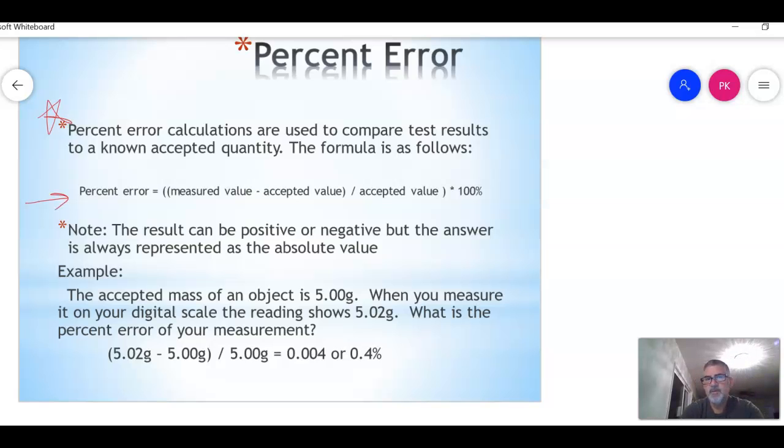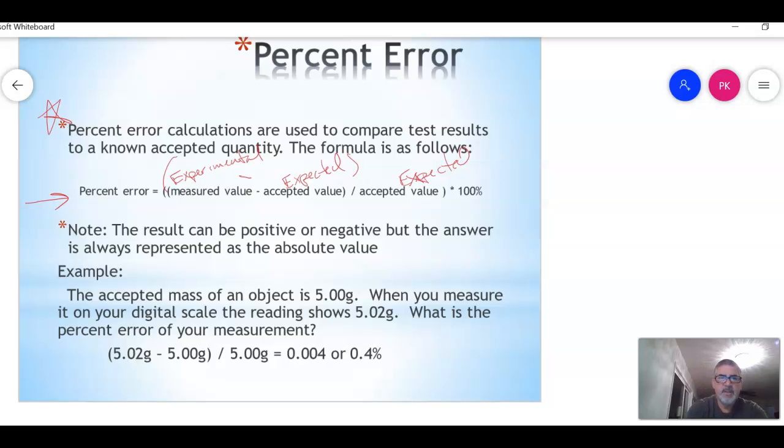It's the measured value, right? Another way to say measured is your experimental. An accepted value is maybe your expected. Your experimental minus your expected is another way to look at it. Right? Divided by your expected. And that'll give you your percent error.